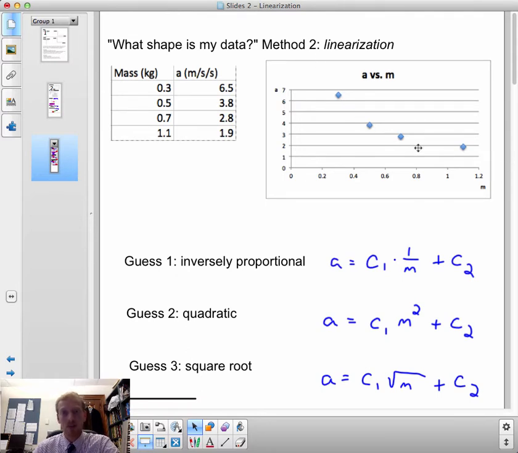and that might not be a great guess either because a square root function continues forever and ever to increase. So 1 minus a square root function would continue to decrease. At a big enough mass, it would suggest a negative acceleration, which wouldn't really make physical sense. But we'll talk mathematically about how to check these guesses.